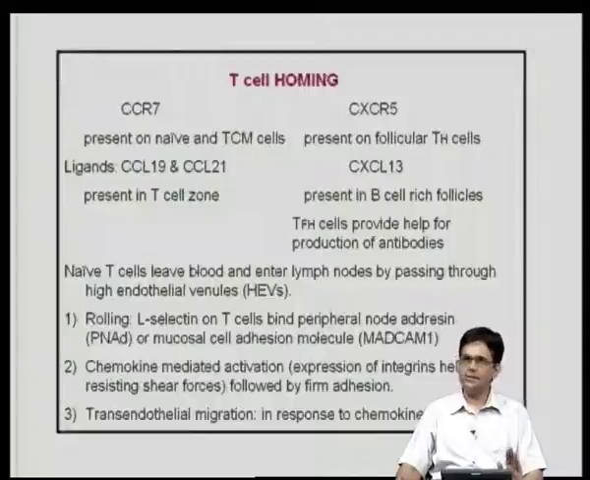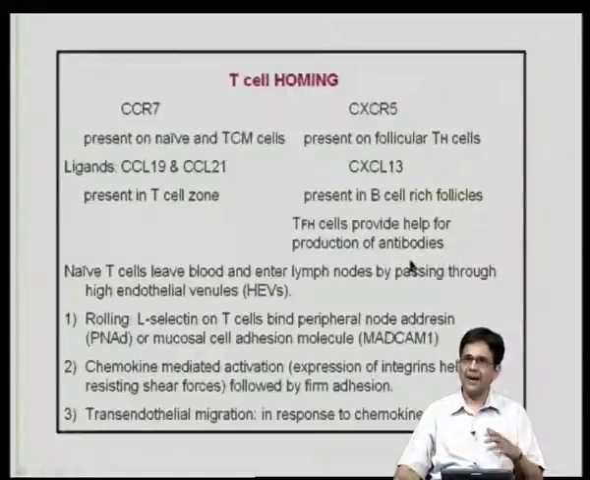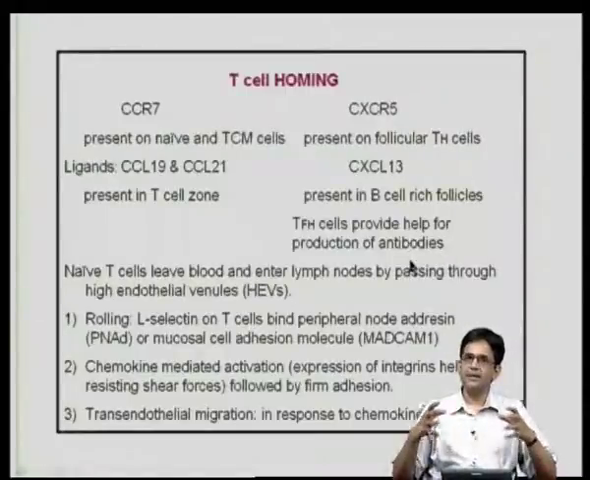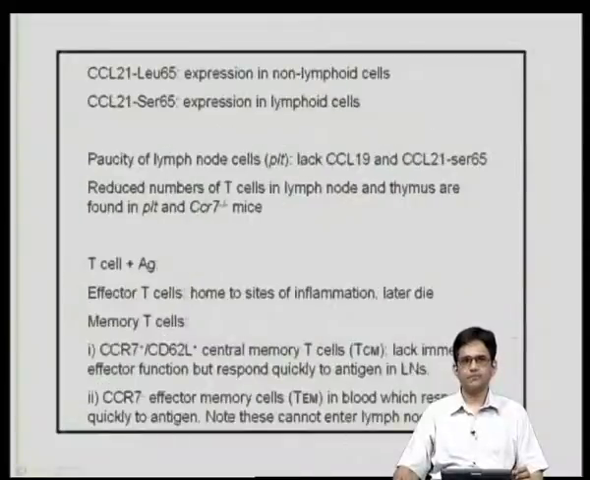The reason why the CXCR5 positive T cells enter into these B cell rich follicles is because the CXCL13 is present in the B cells. So, these cells with CXCR5 are attracted to it because of the presence of the particular ligand. So, over here chemokine gradients play a very important role in this process.